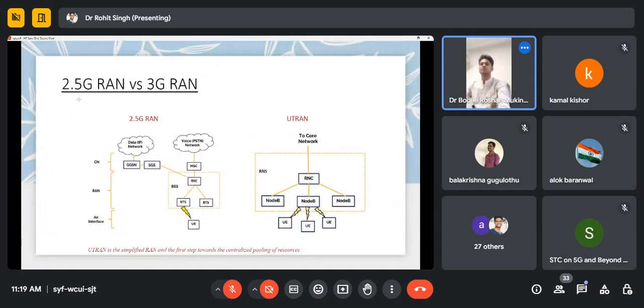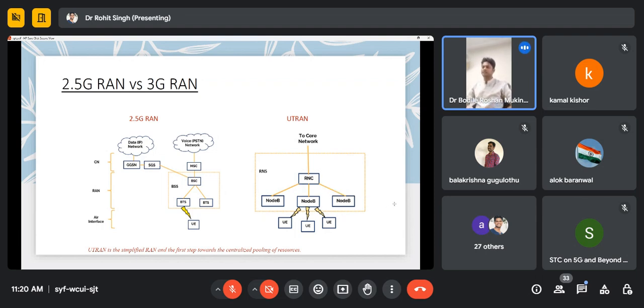So again, this is another architecture, the 2.5G architecture. We have already given an overview. Now coming to the new architecture, the Universal Terrestrial Radio Access Network. UTRAN is experiencing some sort of enhancement in terms of functionalities. Here you can see BTS now becomes Node B. So all the base stations have got the nomenclature of Node B, and BSC, which is responsible for controlling operation, is now indicated as RNC, that is Radio Network Controller.